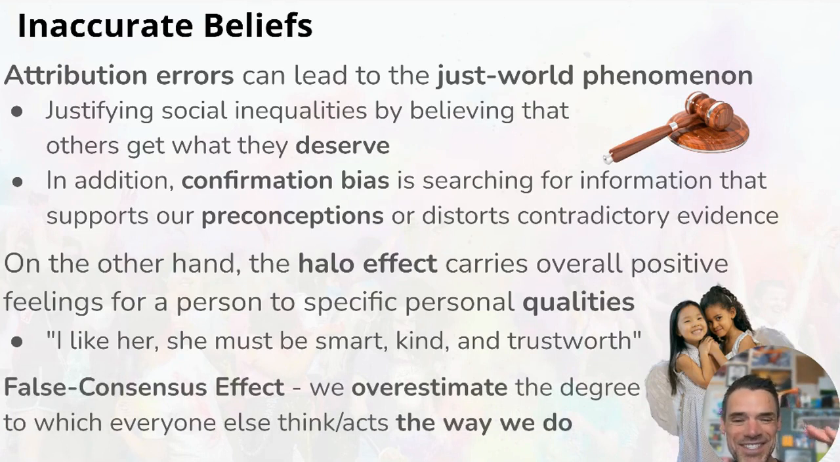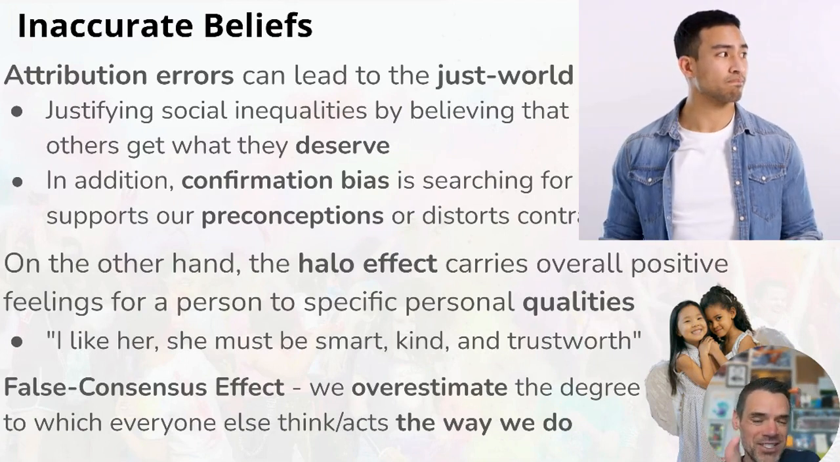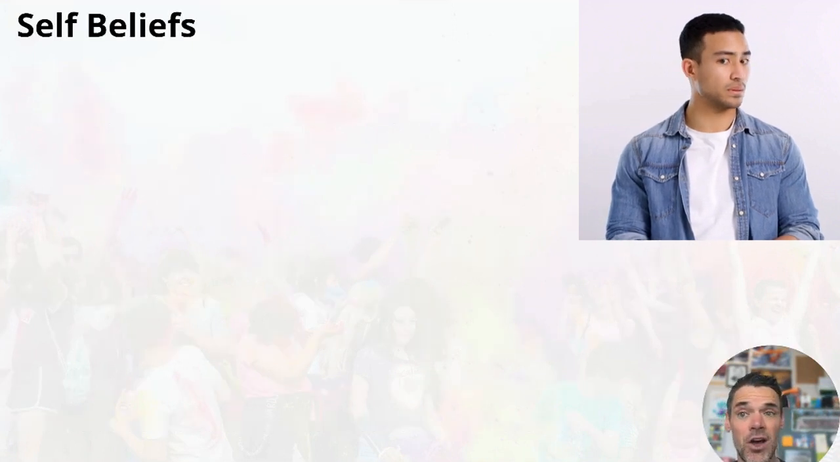The false consensus effect is when we overestimate the degree to which everyone else thinks and acts the way we do. So maybe you've experienced this, right? You meet somebody, you're talking for a while, you kind of hit it off, and then they say something that just comes out of left field, and you're like, whoa, I don't really agree with that at all. You had this false consensus where it's like, oh, I think that we are going to be more similar than we actually are.